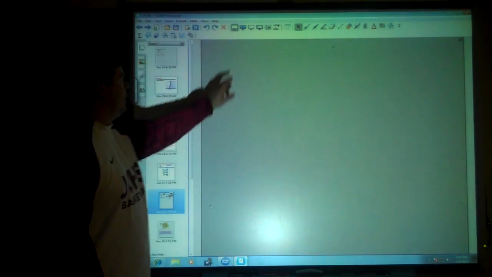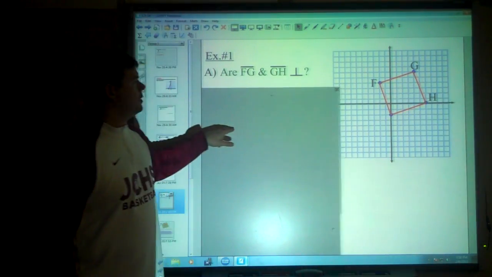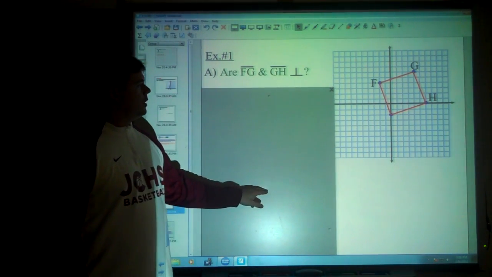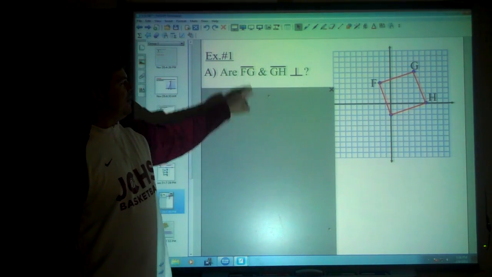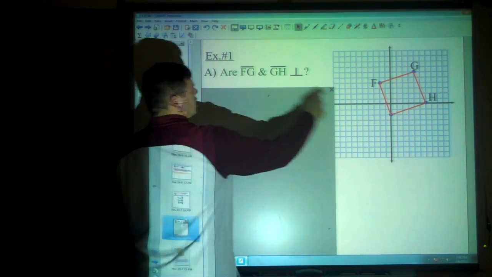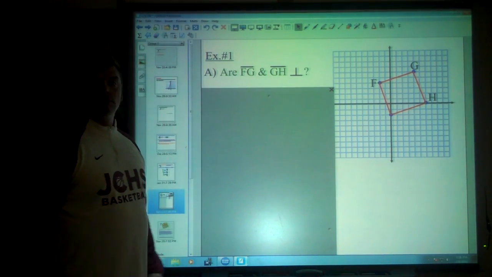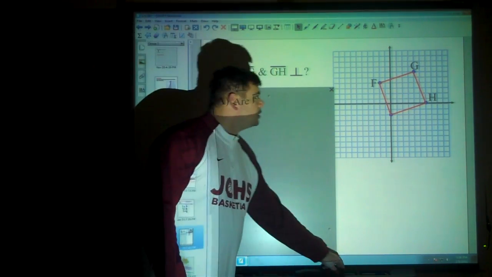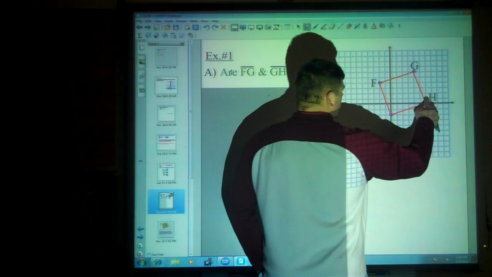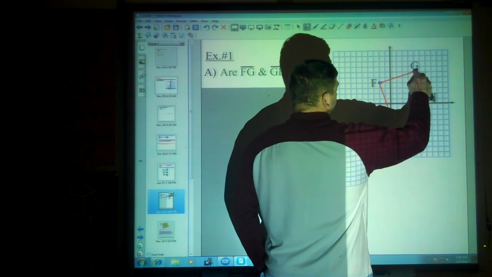So here, given this scenario, we want to know if in this graph, if line segment F to G, which is here to here, is perpendicular with G to H. So what I'm going to need to do is I'm going to have to figure out, well, what are the slopes? Well, the slope from here goes up 1, 2, 3, 4, 5, 6, and left 1, 2.